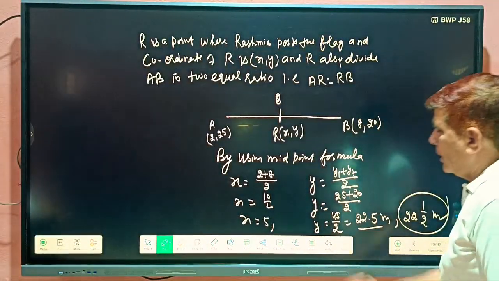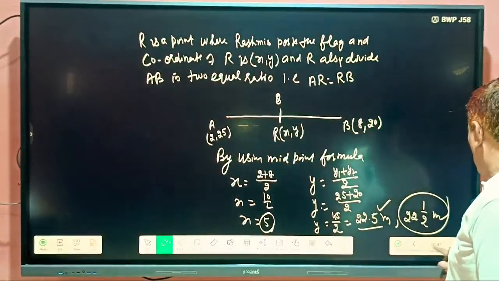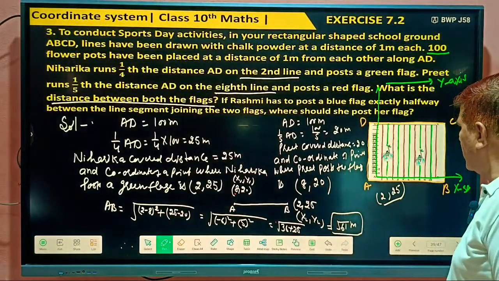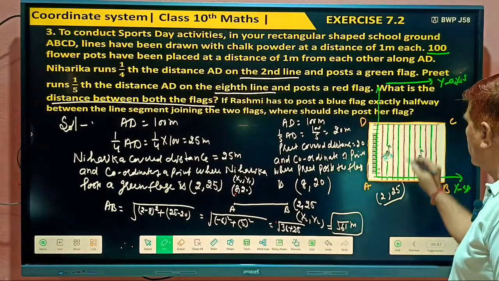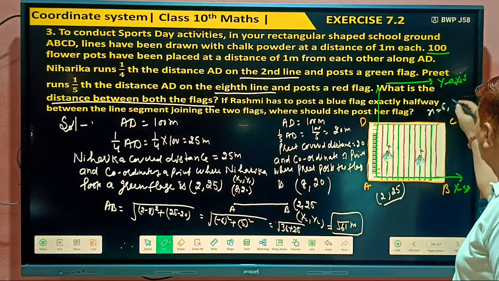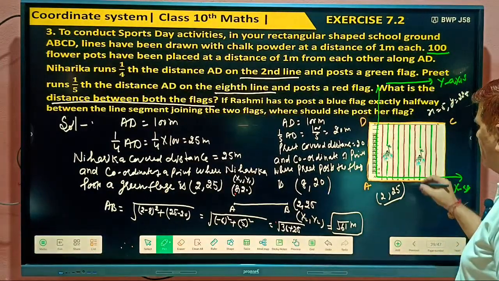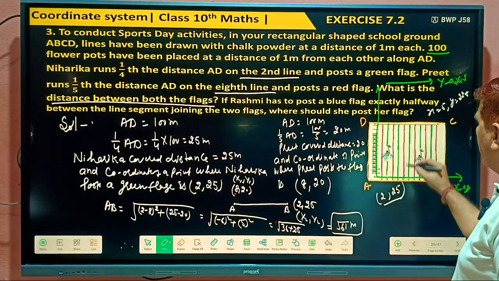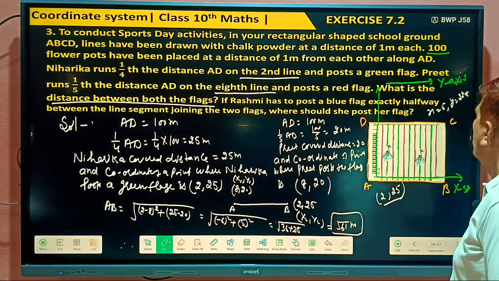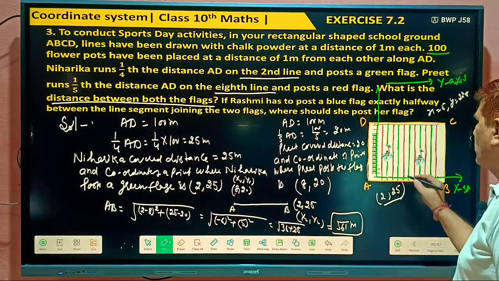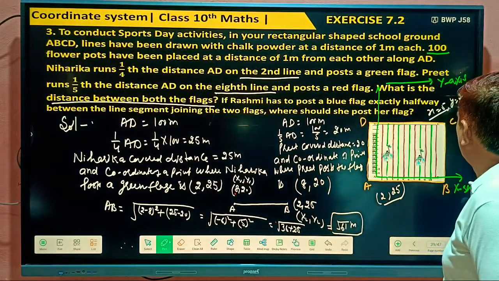This X equal to 5 and Y equal to this. What's its meaning? Its meaning is this. She is running in which row? This fifth row, because X equal to 5 and Y equal to 22.5. So its distance from the y-axis is how much? X equal to 5, its meaning distance from the y-axis is 5 units.